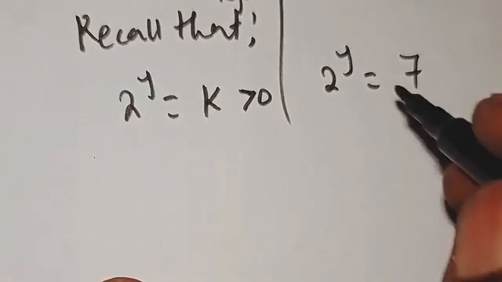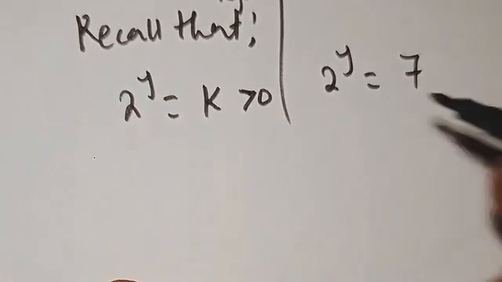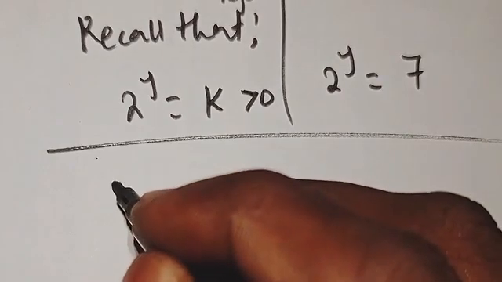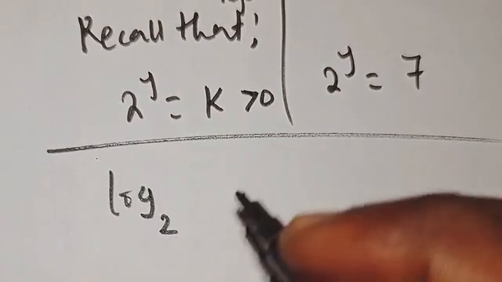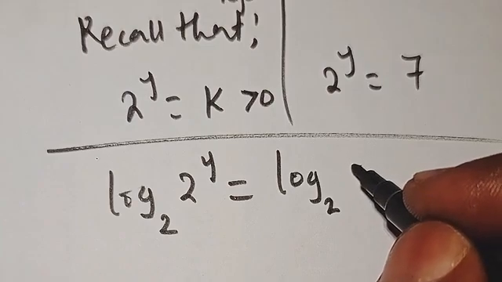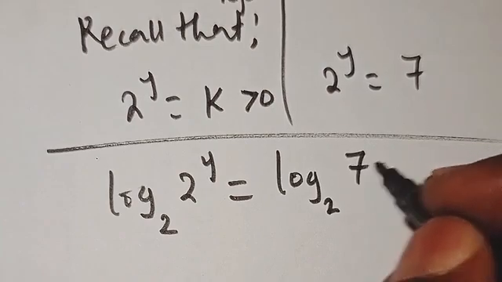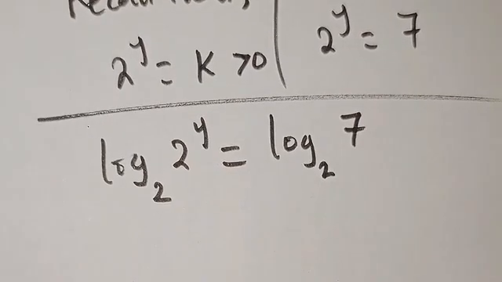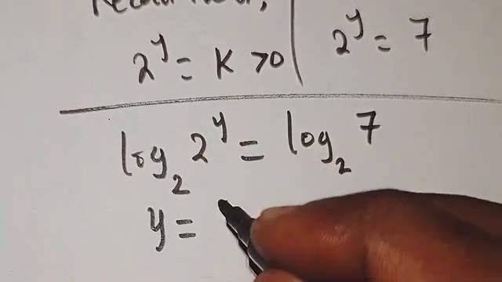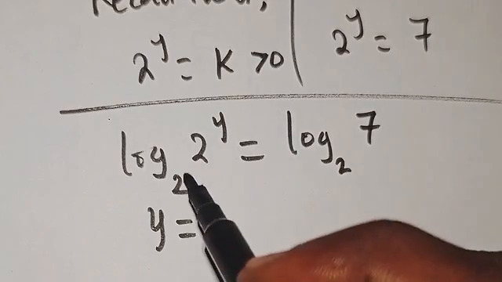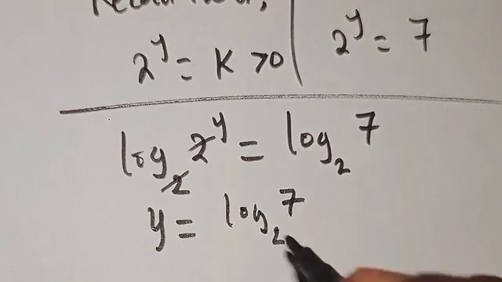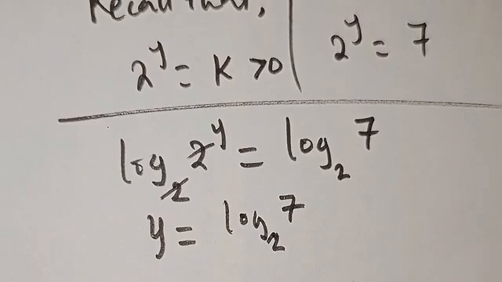So from there, what are we going to do to get the value of y? We're going to have log of base 2 to the power of y equals log of base 2 to the power of 7. So now from there, what are we going to have? I'm going to have y equals, because we cancel this, y equals log 7 to the base 2. So that is y.